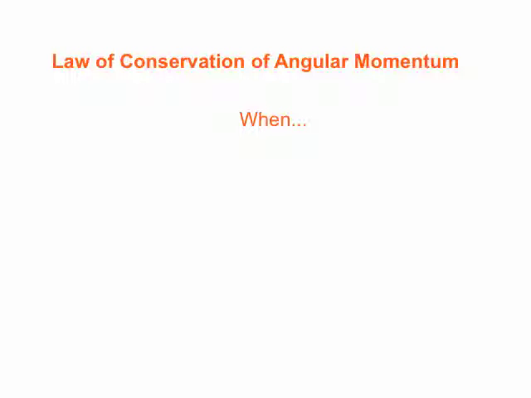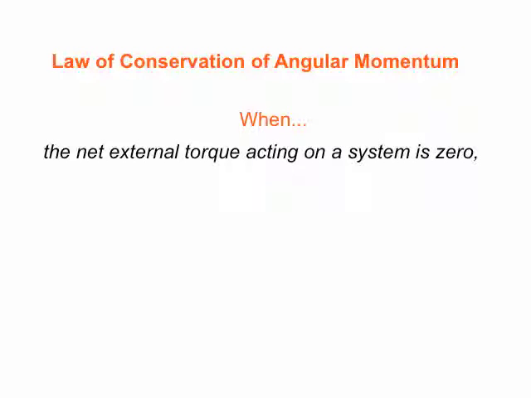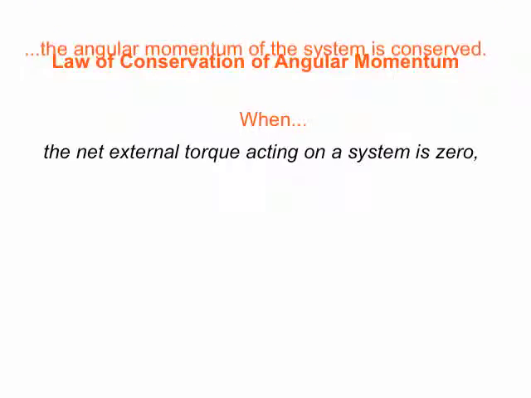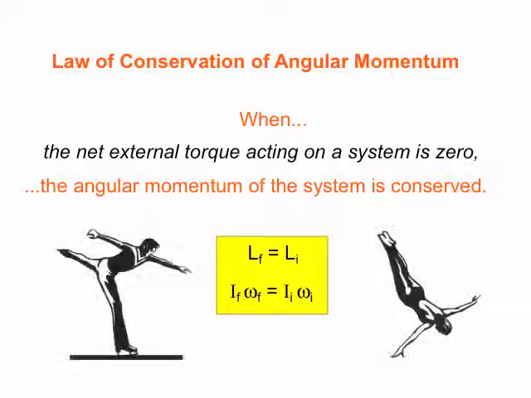Now, we've got to talk about the law of conservation of angular momentum. When the net external torque acting on a system is 0, then angular momentum for the system is conserved. Okay, that means final angular momentum equals initial angular momentum. And of course, that means our equations equal each other. That happens with ice skating, and it certainly happens with a diver.